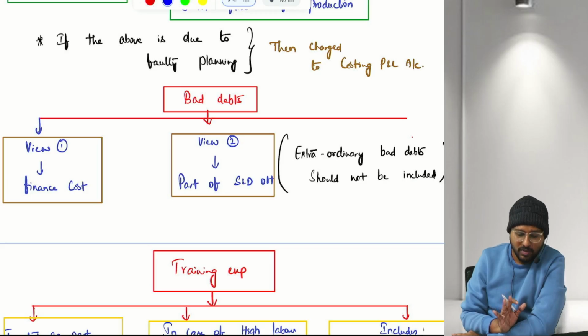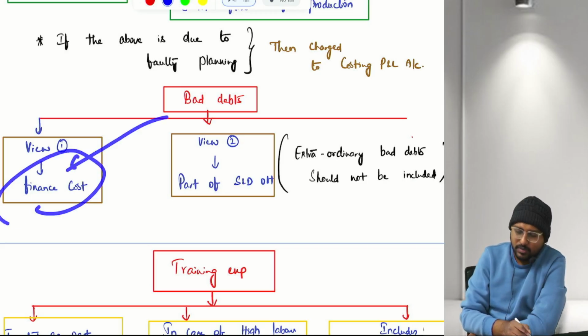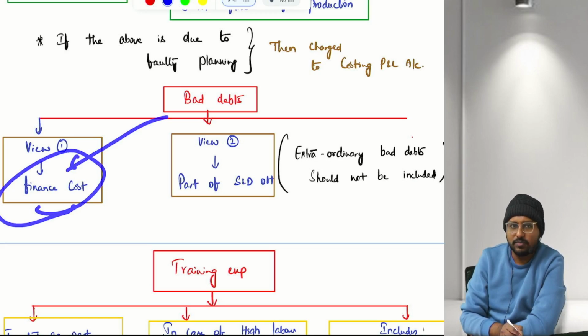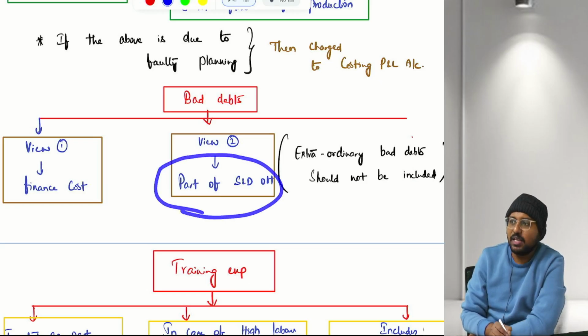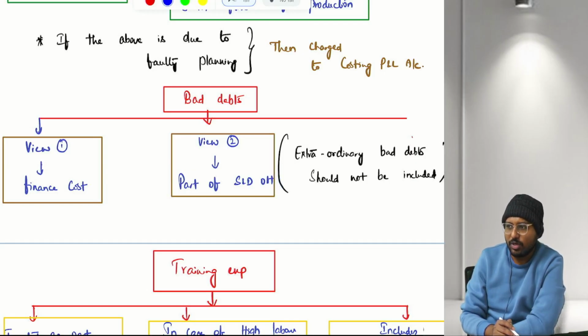Are you able to get me? Usually, this is the treatment that you will give. You will debit it in P&L account only, na? Usually, bad debts means we'll debit it in P&L account only. Correct. Sometimes what happens, it can be part of selling and distribution overheads also. Are you able to get me? How, sir? Very simple.